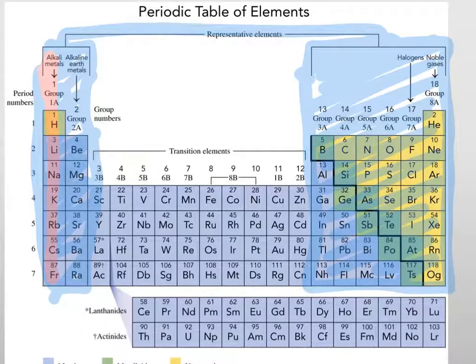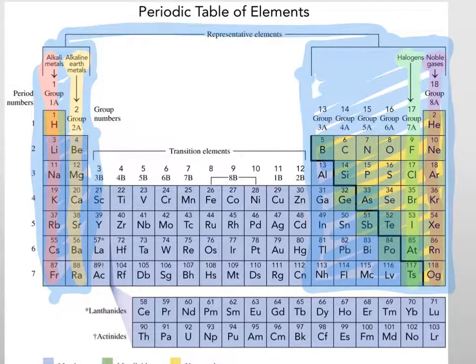Group 2A consists of the alkaline earth metals, which are beryllium, magnesium, calcium, strontium, barium, and radium. And then there's the halogens, which are in group 17, which includes fluorine, chlorine, bromine, iodine, astatine, and tennessine. And then finally, for the named groups, you have the noble gases right here. Group 18, which is helium, neon, argon, krypton, xenon, radon, and oganesson. Or oganesson, I don't know. It's a new one as of last year.